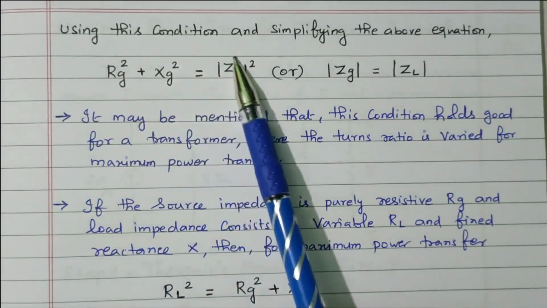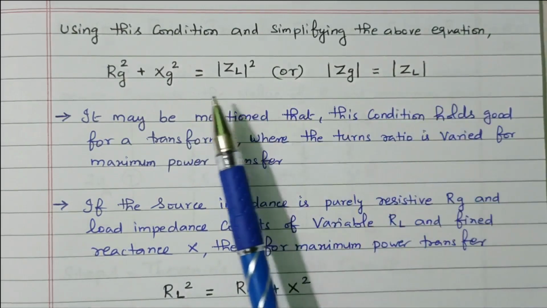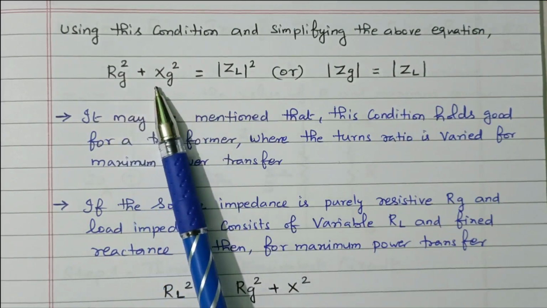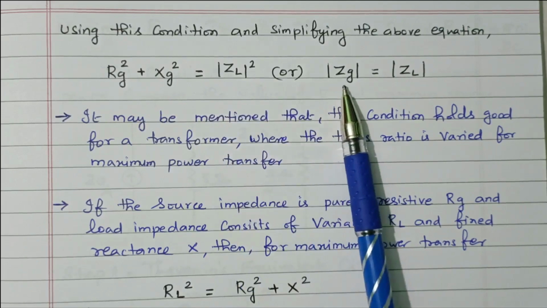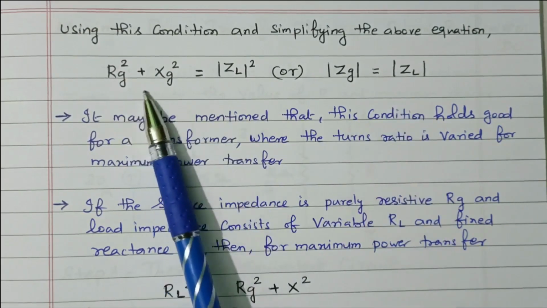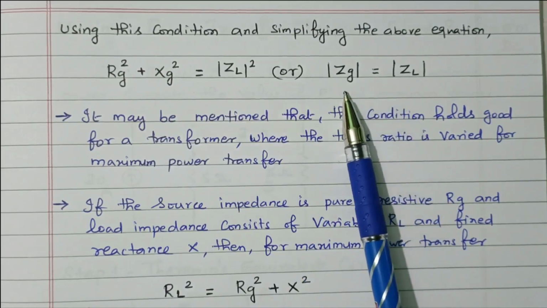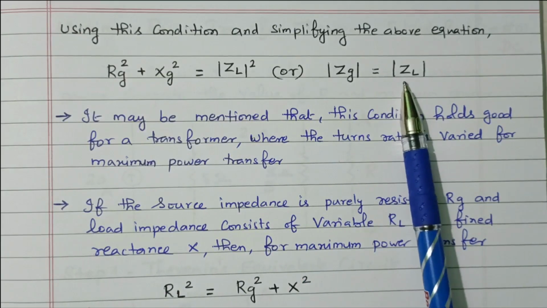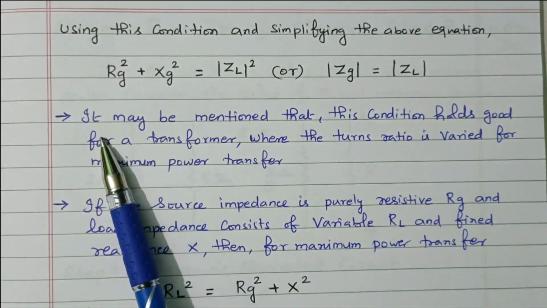Using this condition and simplifying the above equation, the simplification is not given, directly the expression is given: Rg square plus Xg square equals magnitude of ZL square. That is, magnitude of Zg equals magnitude of ZL, right? The derivation is not given. So the third case is the magnitude of the internal impedance equal to the magnitude of the load impedance. Both are equal, right?